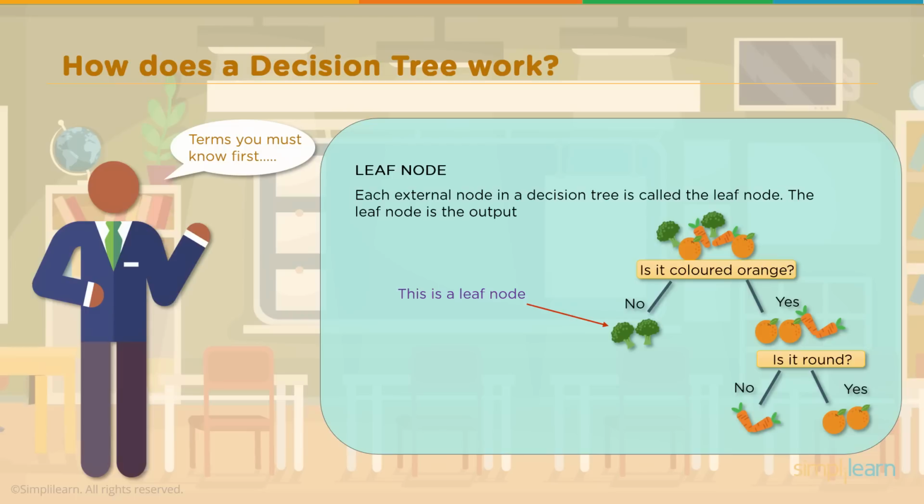So to quickly rehash our terms, anywhere there is a split, that's a node. And if it's at the very top of the tree, that's the root node. And if you're at the very bottom of the tree where you have a final answer, that is the leaf node. So you have a root node, a leaf node, and then everything else is just a generic node.